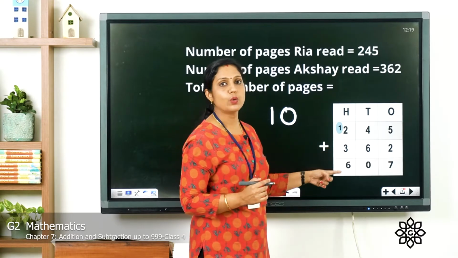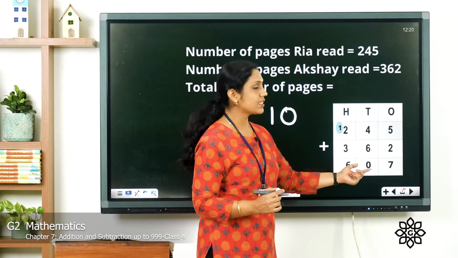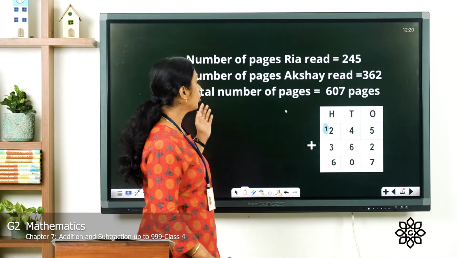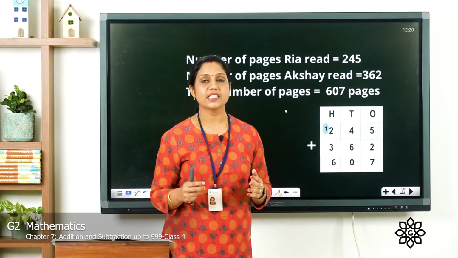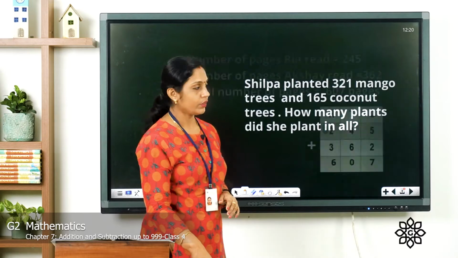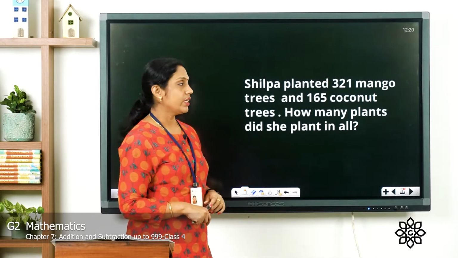3 plus 3 is equal to 6. So we got the answer 607. So the total number of pages Ria and Akshay read is equal to 607 pages. Now let's look at the next question.